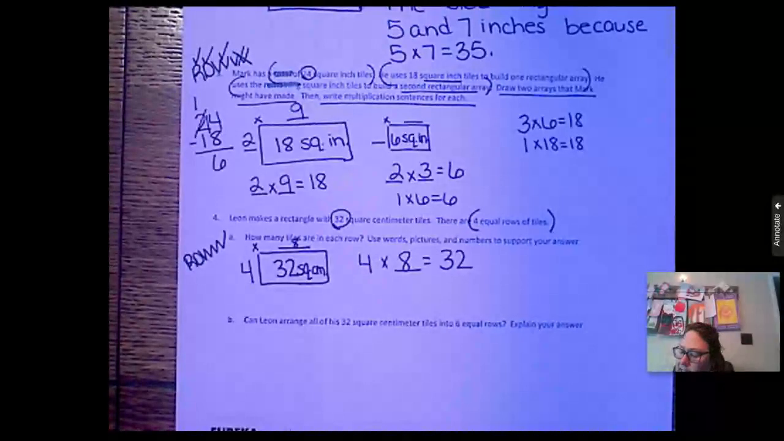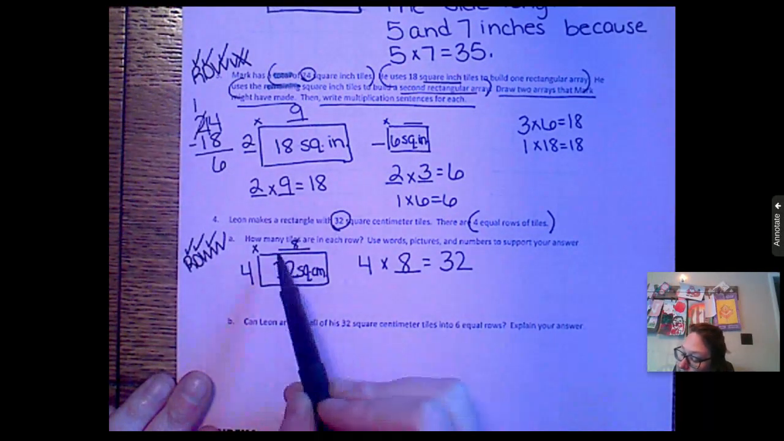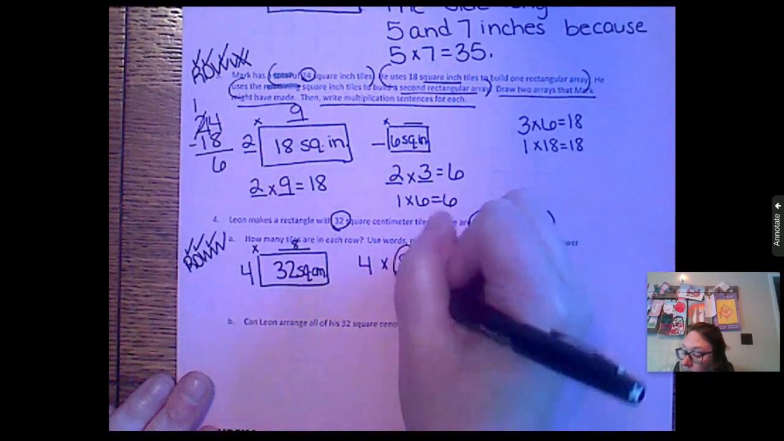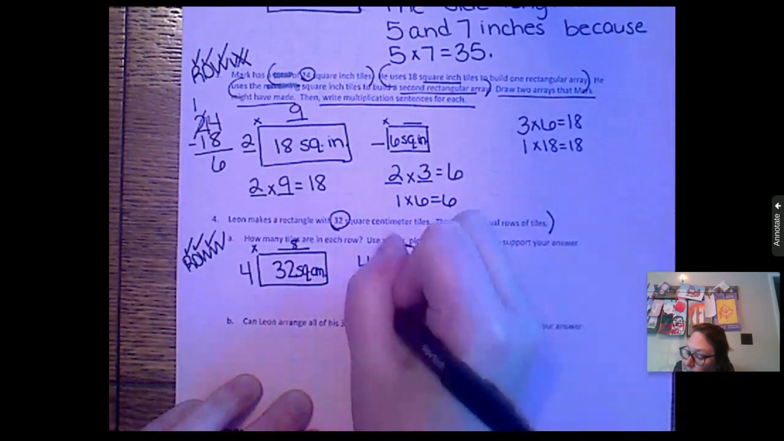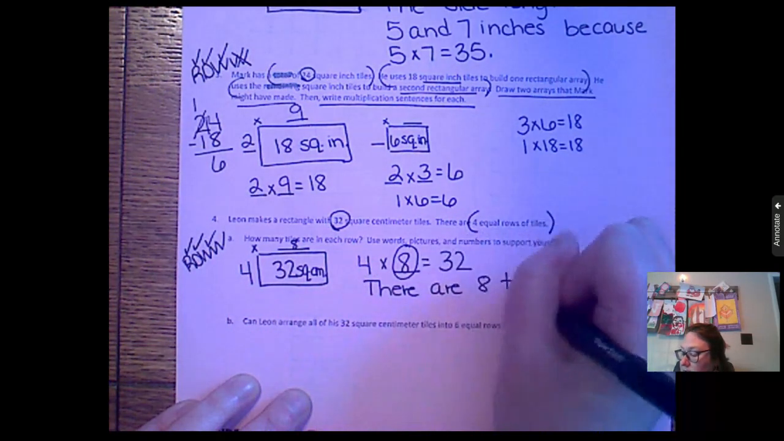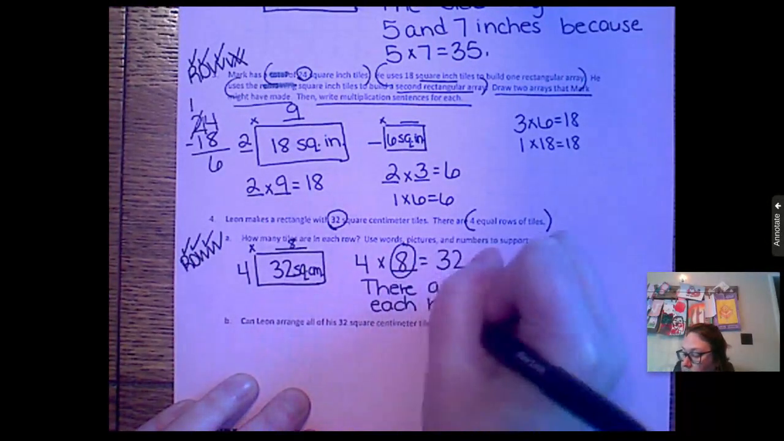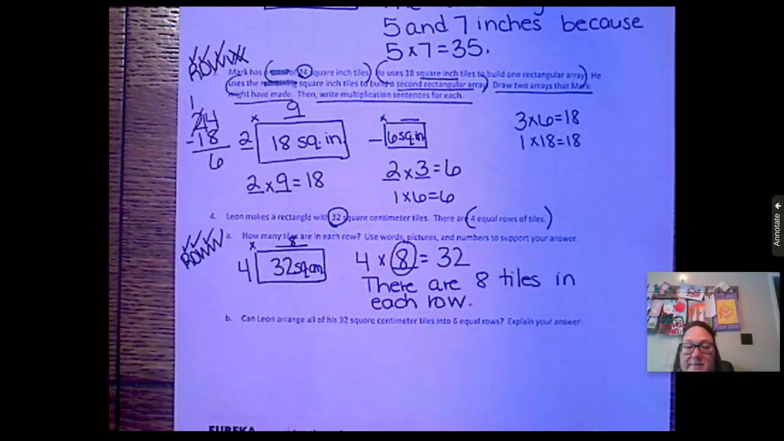So if I look at it, I did my read, I did my draw, I wrote my number sentence, and I'm looking at it. It says how many tiles are in each row. That would be this right here, right? And so we would say there are, capital letter, there are 8 tiles in each row. Don't forget your period. Right? You can't forget that period at the end. Check your sentence, make sure it has a capital letter at the beginning and a period at the end. And the last part here, if you need to pause it to finish your sentence, please do. I'm going to keep chugging because we're almost done.